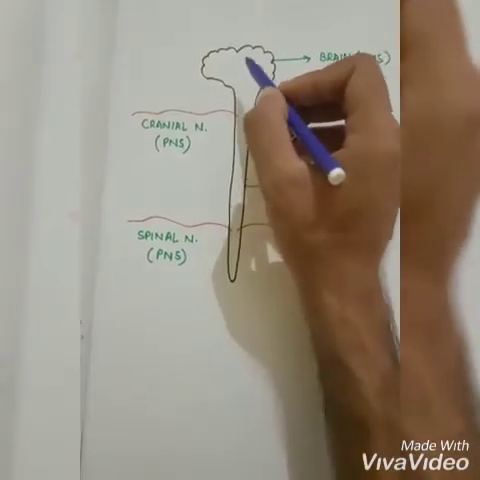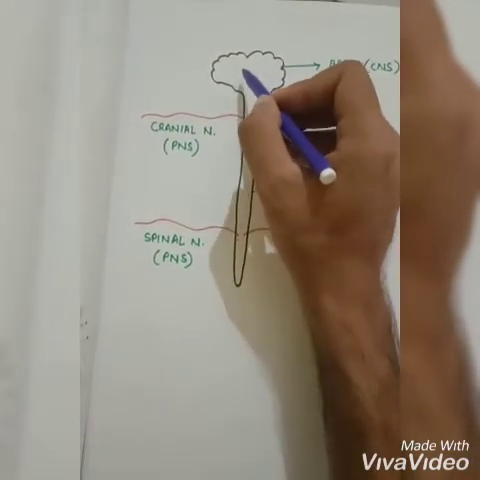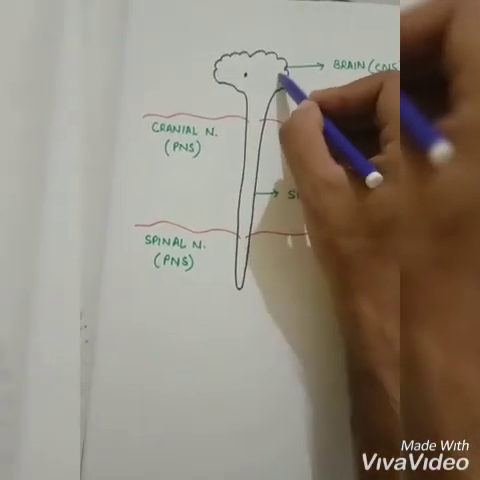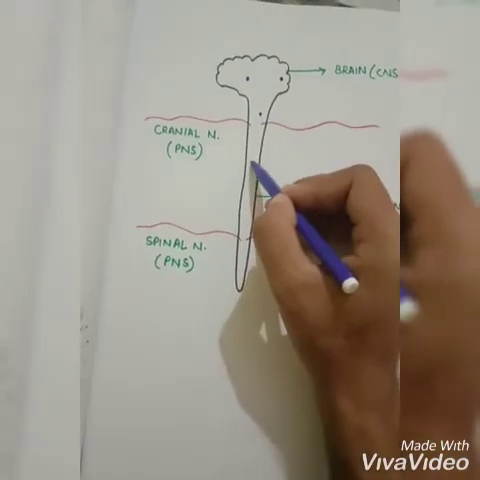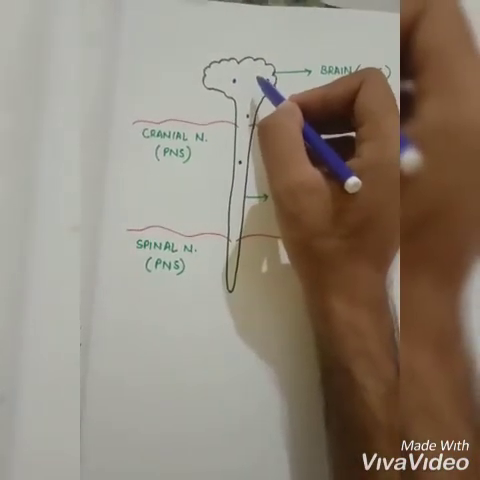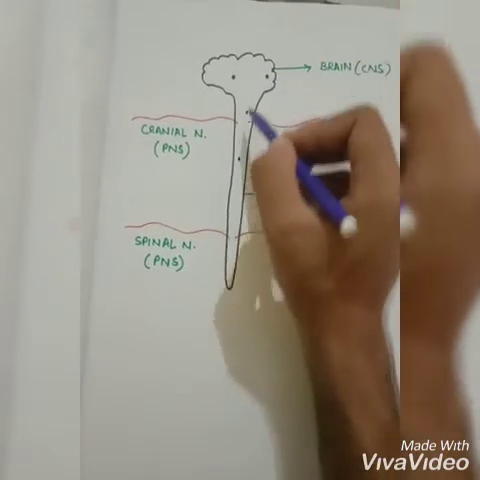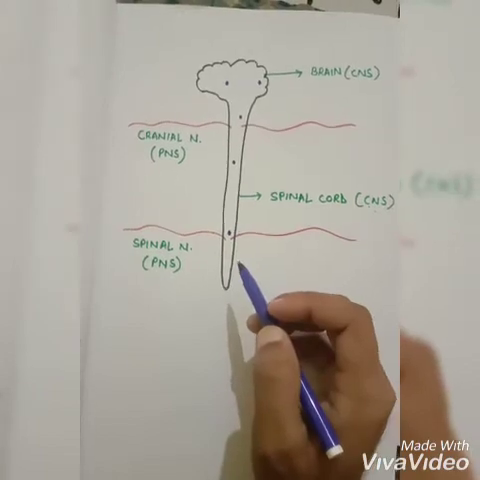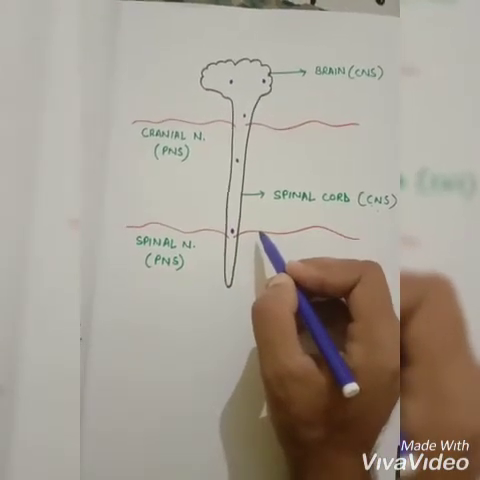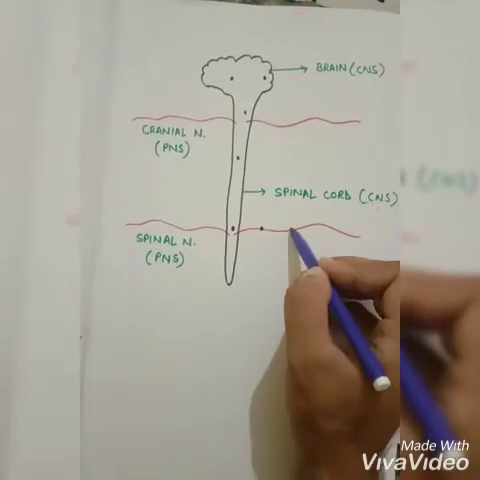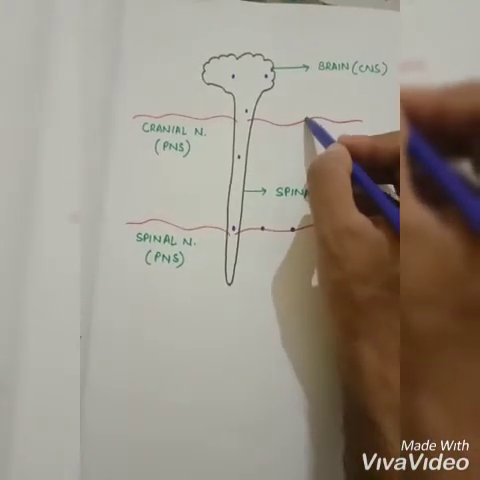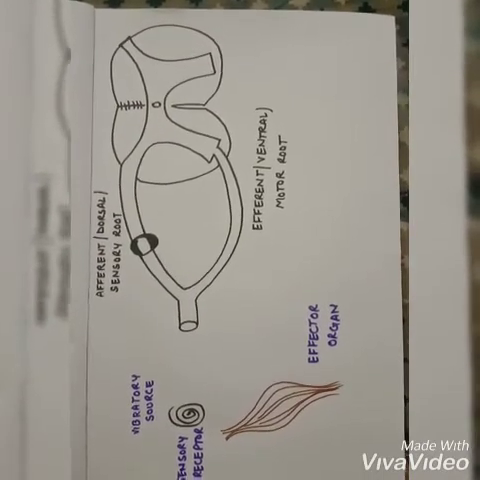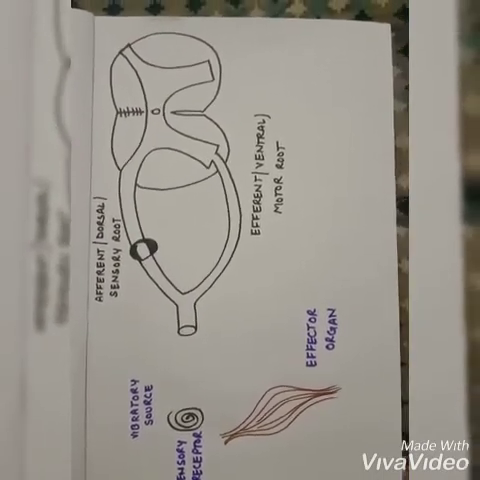So, if we talk about a nucleus, a nucleus is any collection of neuron cell bodies anywhere in the CNS. That means it is a collection of neuron cell bodies in the brain or spinal cord. And if we talk about a ganglion, it is a collection of neuron cell bodies in the PNS. Exactly.